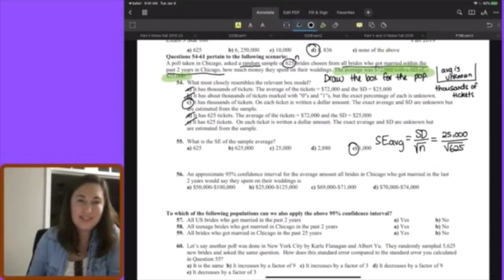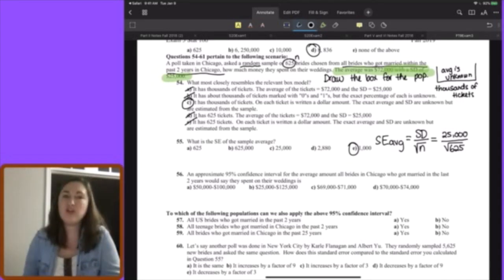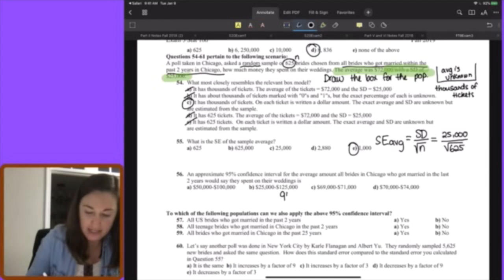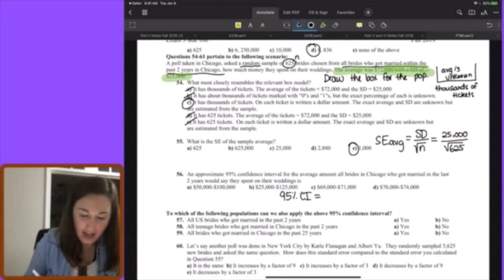And then 56 says, what's an approximate 95% confidence interval for the average amount all brides in Chicago who got married in the last 2 years would say they spent on their wedding. So here, because it was random, I can calculate my 95% confidence interval. If it said that this wasn't random, the answer would be can't calculate it.